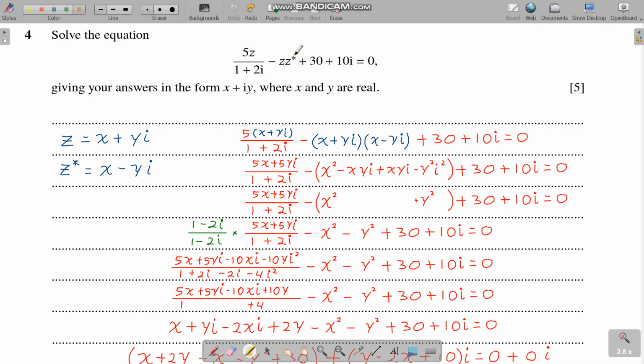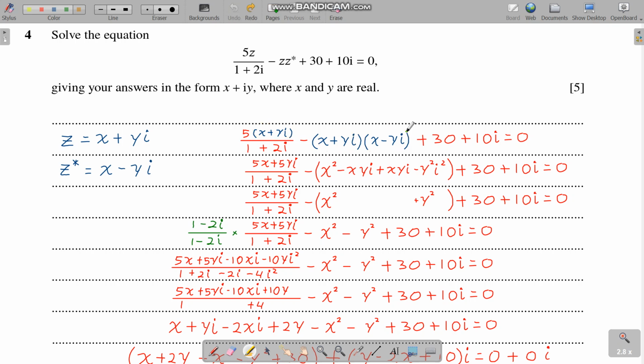If z is x plus yi, then z star is x minus yi. This is called the complex conjugate. It's exactly the same, but instead of plus we use minus. Okay, so now we replace the z with x plus yi and the z star with x minus yi.